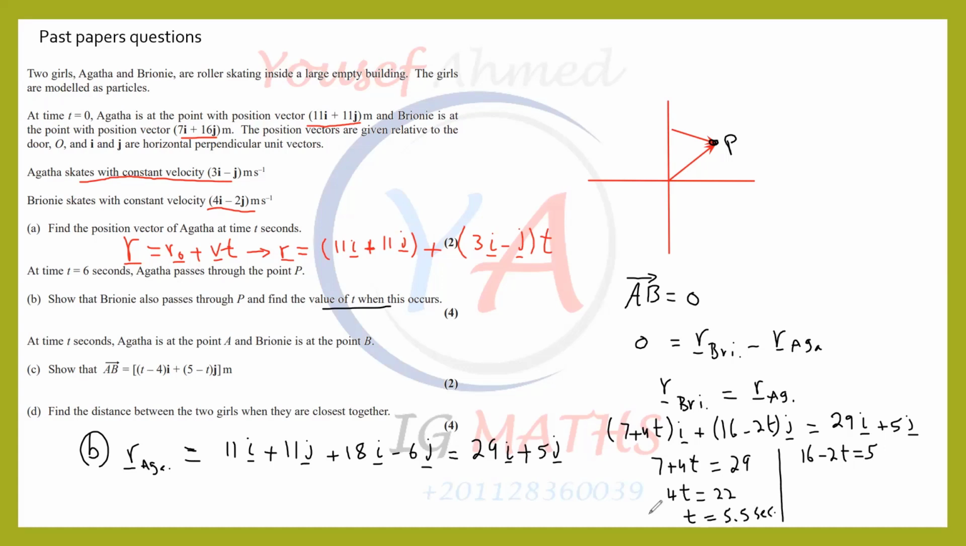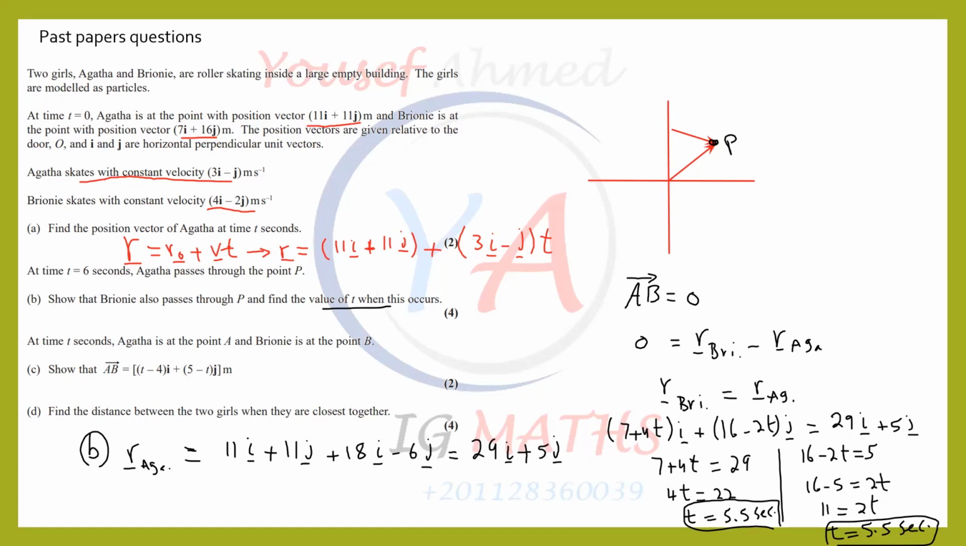And here it will be 16 minus 5 is equal to 2t. So 11 is equal to 2t. The time is 5.5 seconds as well. So the time now is 5.5 seconds. So the two girls meet at point P after 5.5 seconds.